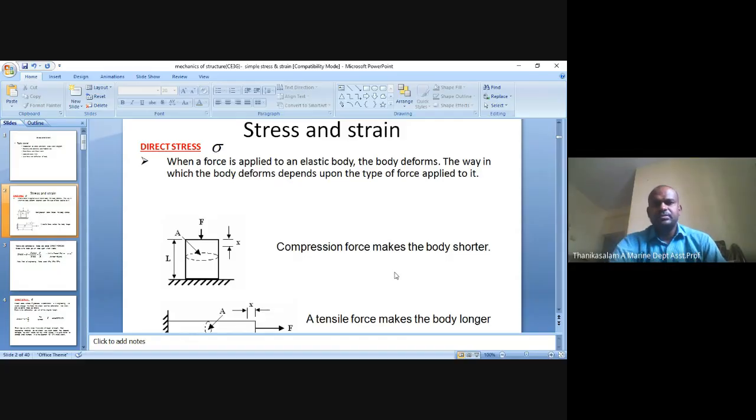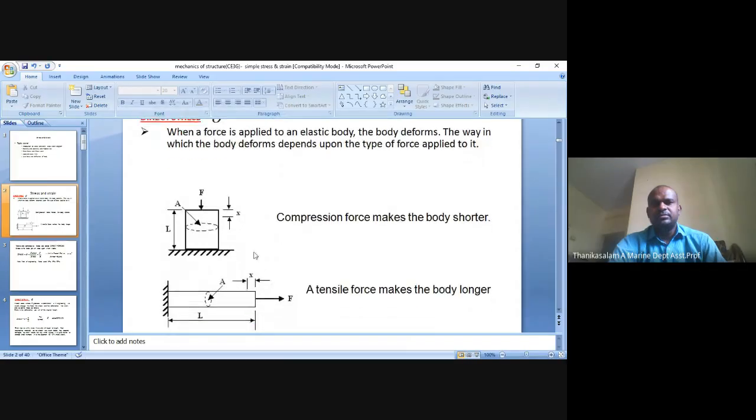See here the two diagrams. In this one, a rectangular box-shaped body is subjected to a force. This force is called compressive force. One end is fixed; the metal body or wooden body is fixed at the bottom. At the middle of the body, we are applying the force downward. This type of force is called compression force. When the body is subjected to compression force, the body gets shorter.